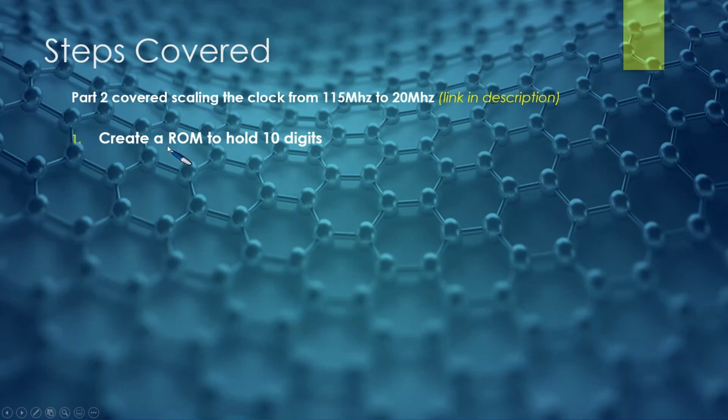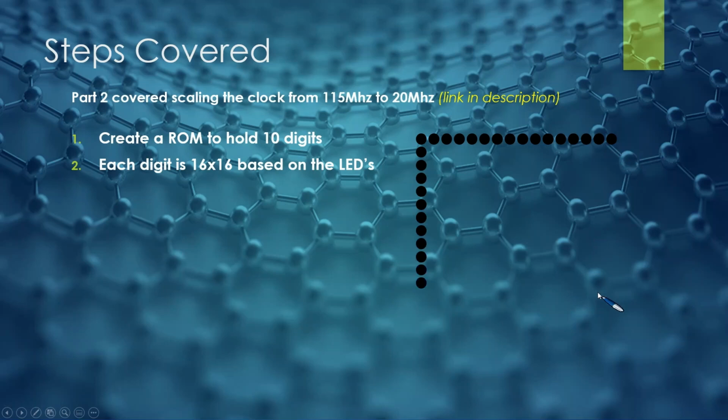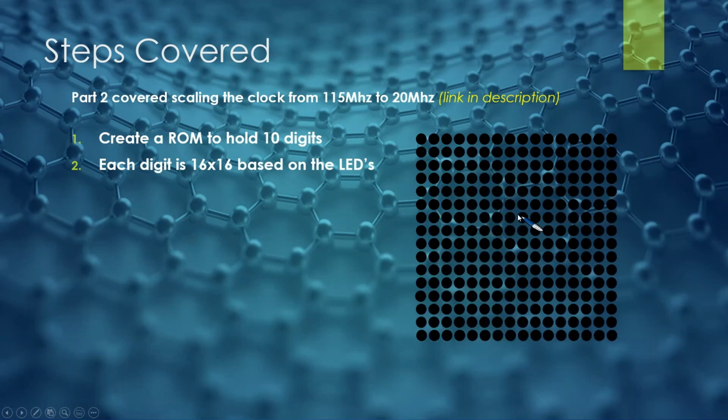In this one, we'll create the ROM to hold the 10 digits. Each digit will be a 16x16 array based on the LEDs layout. So it'll basically be like this, which means we've got 256 individual bits that we need to hold data for in our ROM. So when we times that by 10, we have this many bits of memory.